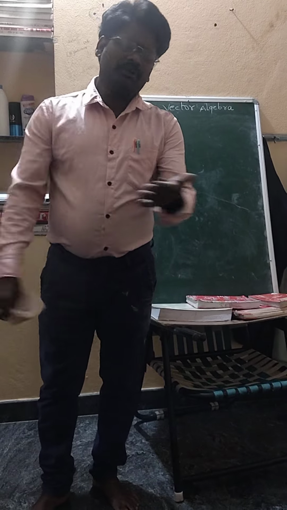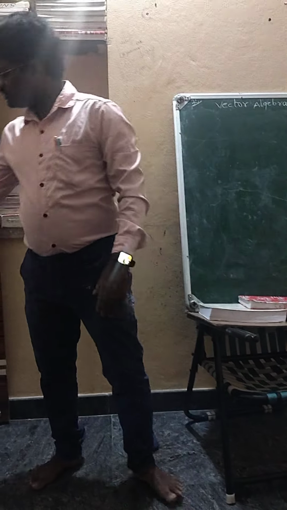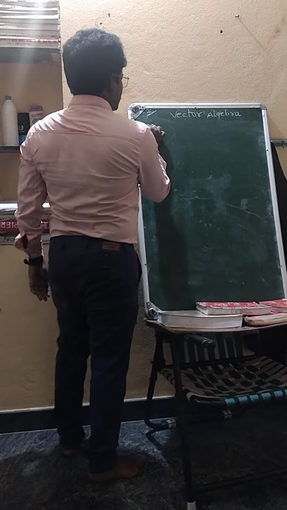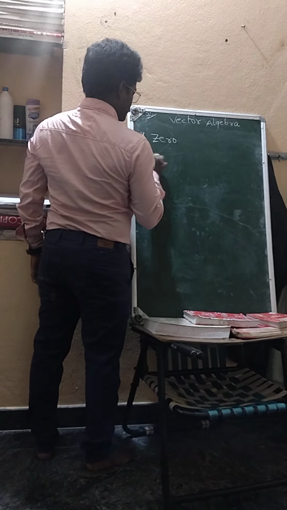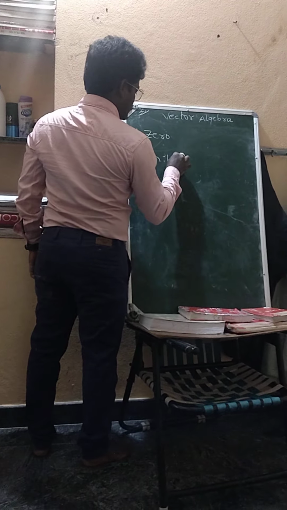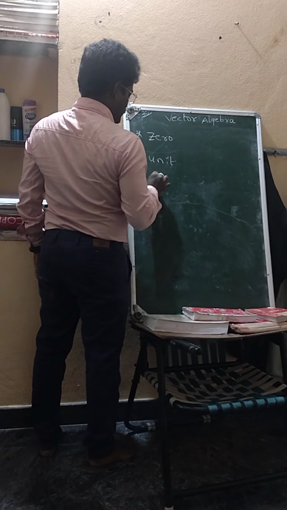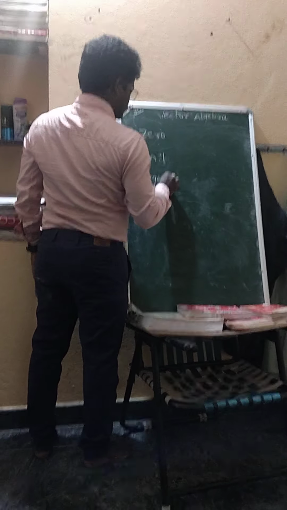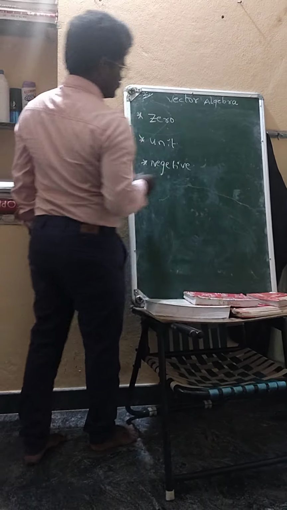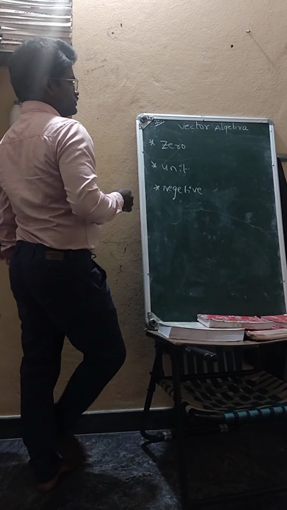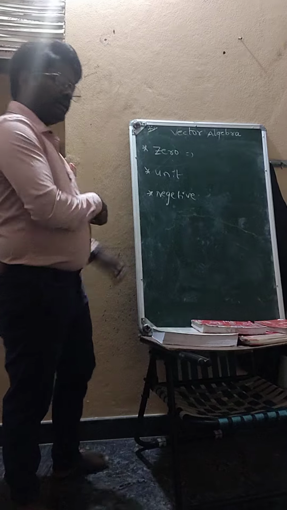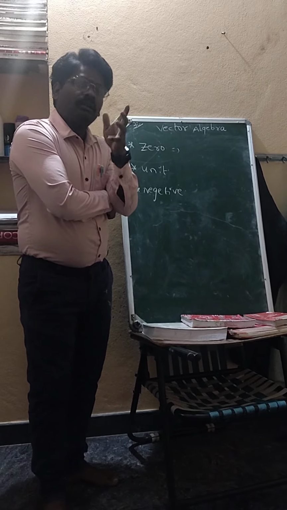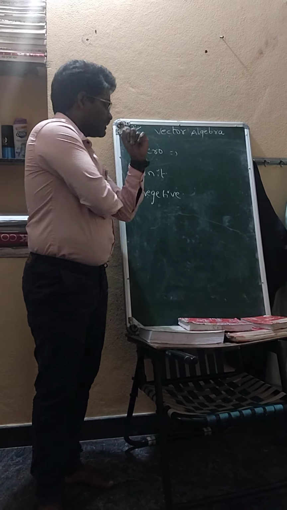So, small conditions, and simply I am saying the types of vectors. First, zero vector, unit vector, negative vector. And small real life applications of zero vector, unit vector, negative vector.